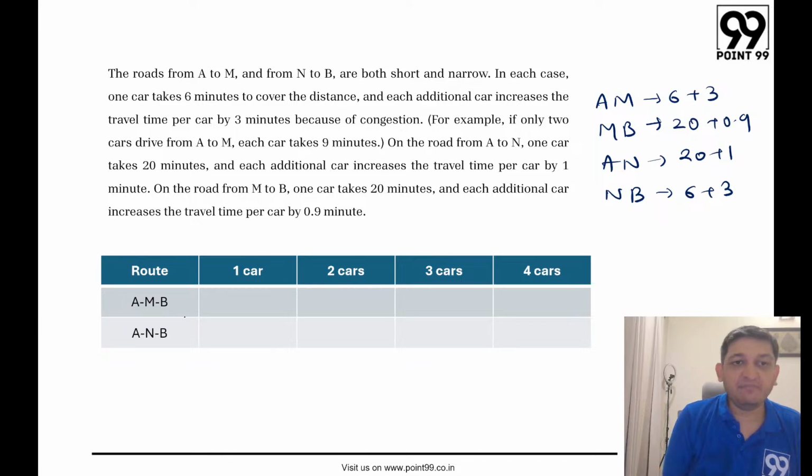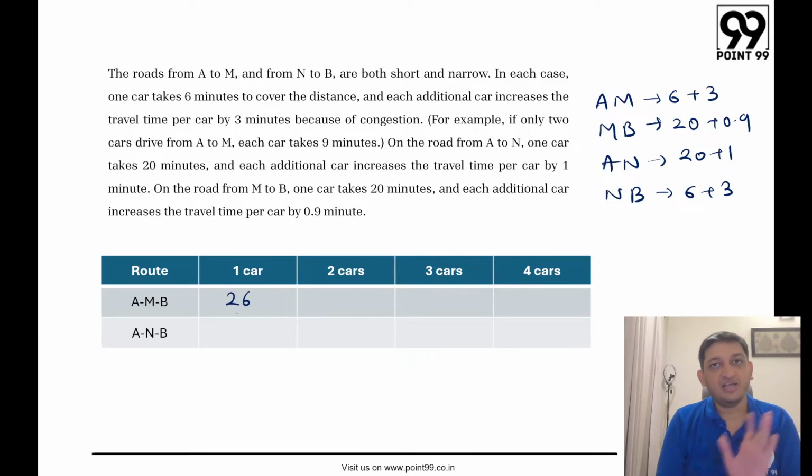तो लेट्स से फॉर एग्जांपल ए एम बी में से सिर्फ एक कार जाती, then what would have happened? A to M 6 minutes it would have taken, no additional car, no additional time, so 6 and 20, सो 26 हो जाता. So one car अगर A M B से जाए पूरा का पूरा, it will take 26 minutes to travel the entire distance. What happens if there are two cars? Two cars means A to M में 3 minutes will increase and M to B में 0.9 minutes will increase because one extra car is there. So 3.9 minutes बढ़ जाएंगे. So instead of 26, you will have 29.9 minutes. If there are three cars going from A to M and M to B, you will again have 3.9 minutes added.